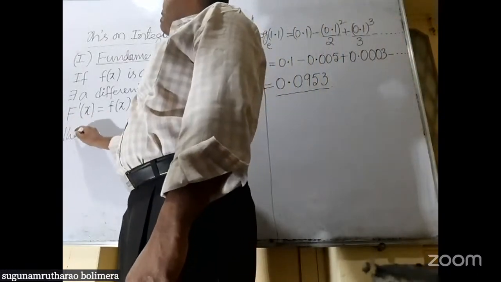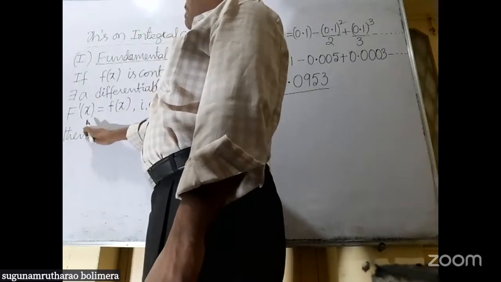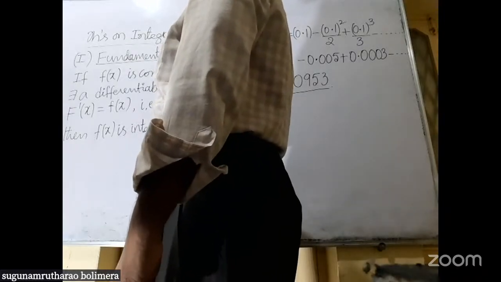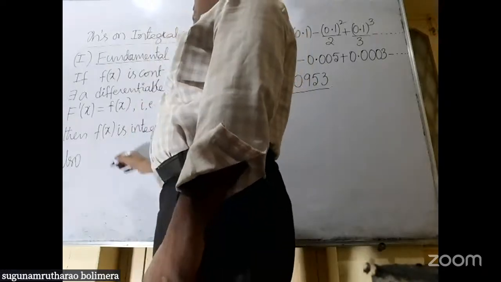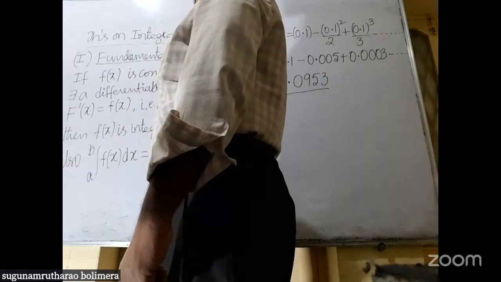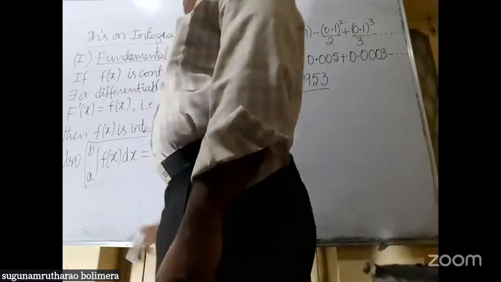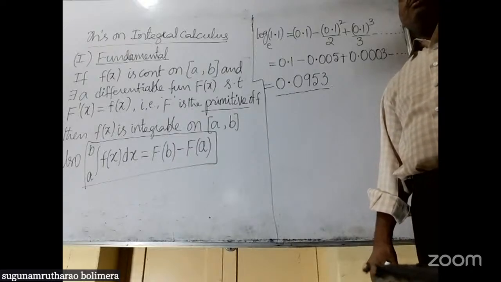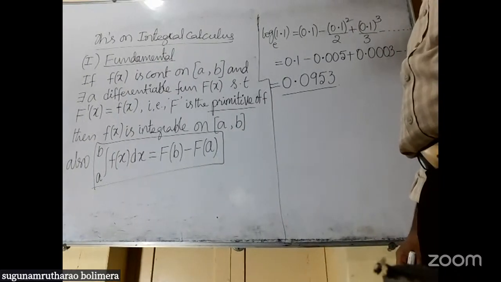Then, on the integral from a to b, you can say small f of x is integrable on the closed interval a, b. Also, the integral from a to b of small f of x dx equals capital F of b minus capital F of a. Have you written?